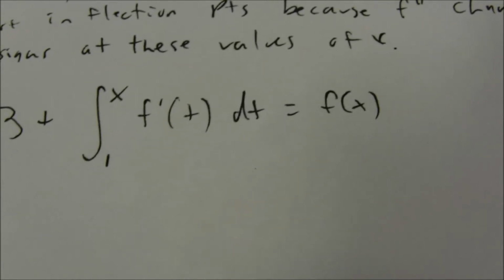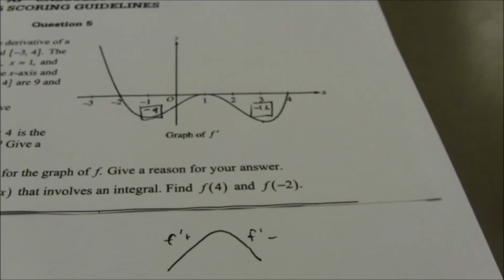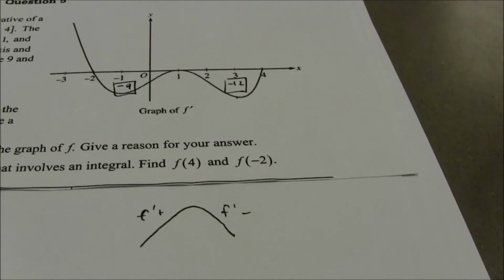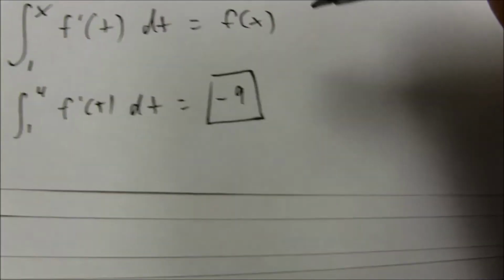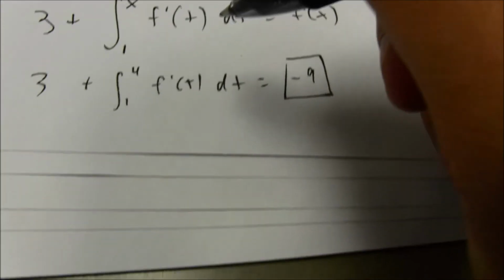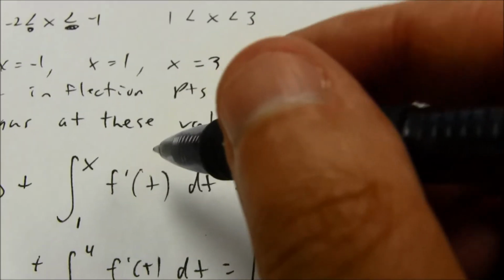They want me to find f of 4. So f of 4, of course, is going to be 3 plus the integral from 1 to 4 of f prime. And the integral from 1 to 4, of course, is -12. So 3 plus -12 is equal to -9. There's that result. And if I want to find f of -2, I can sub -2 in there.